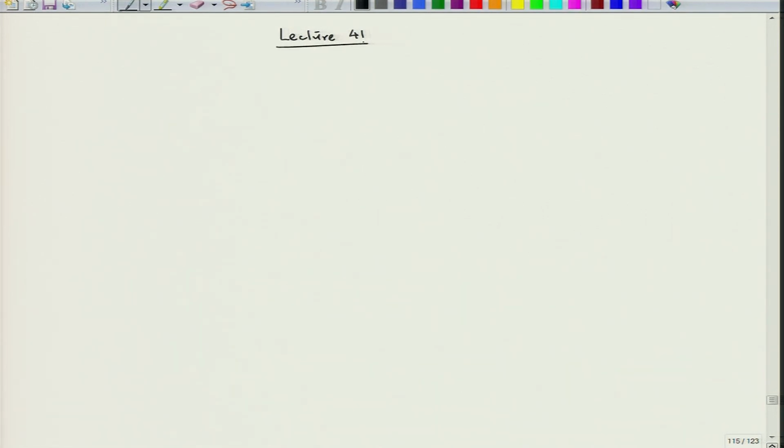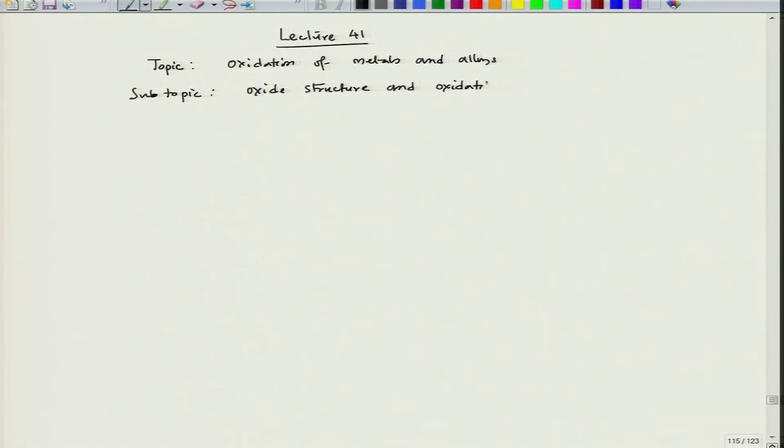And the main topic would of course be the same as the previous one, which is oxidation of metals and alloys. But mainly we are considering metals, pure metals, and the subtopic for today is oxide structure and oxidation mechanism.